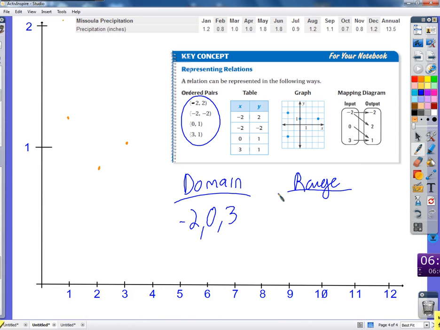And what is the range of this relation? 2, -2, and 1.